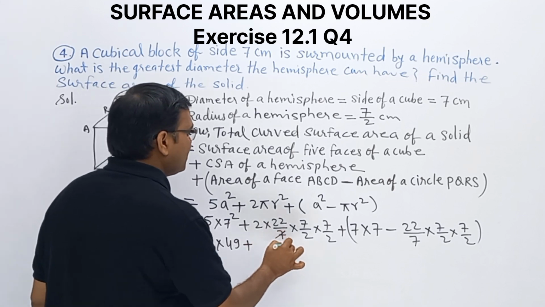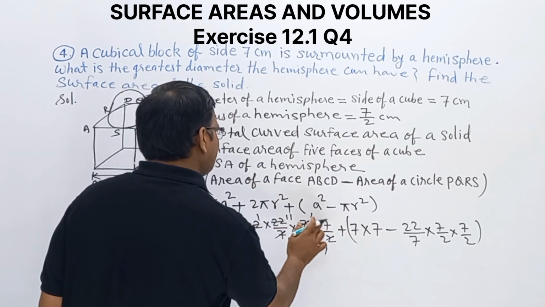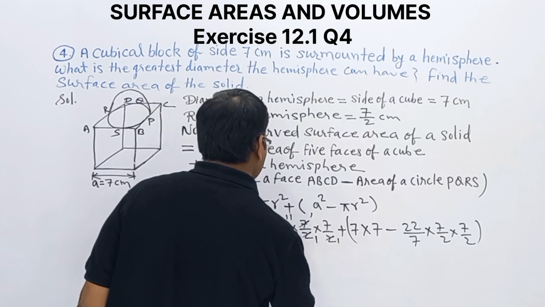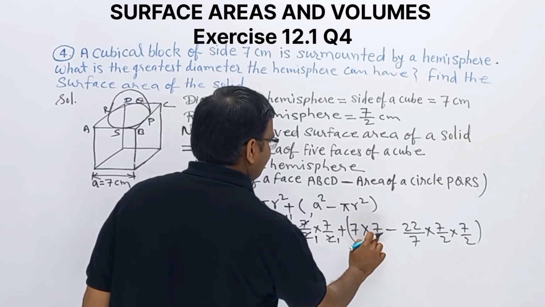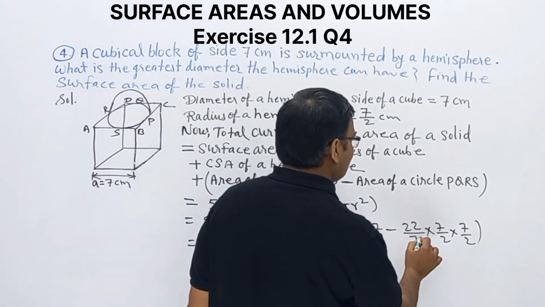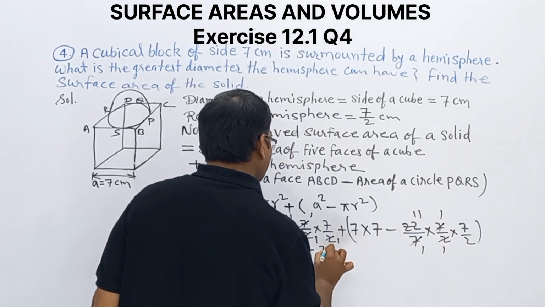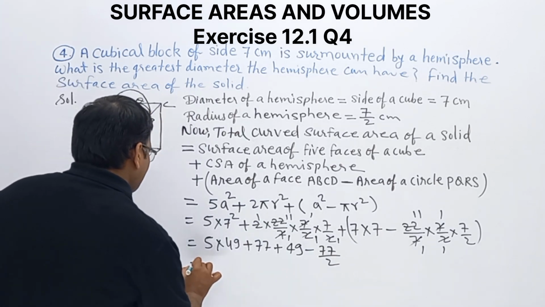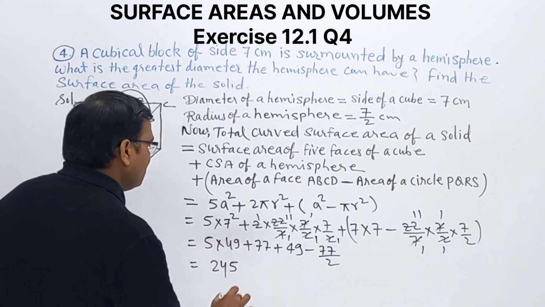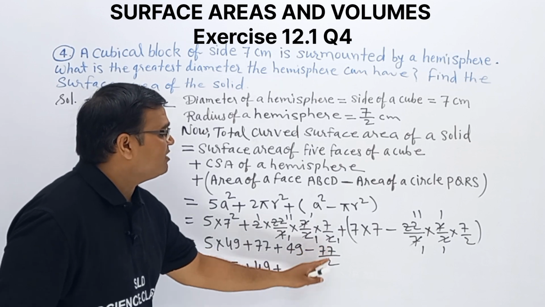Solve. This can be written as 5 into 7 square, which is 245, plus the cancellations: 7 ones are 7, 2 ones are 2, and 11 times 7 is 77, plus 49 minus 77 by 2. Multiply both: 11 times 7 is 77 by 2. Now 77 minus 77 by 2 gives 77 by 2. Once we take the LCM and solve, 77 minus 77 by 2 will be 77 by 2. Clear?